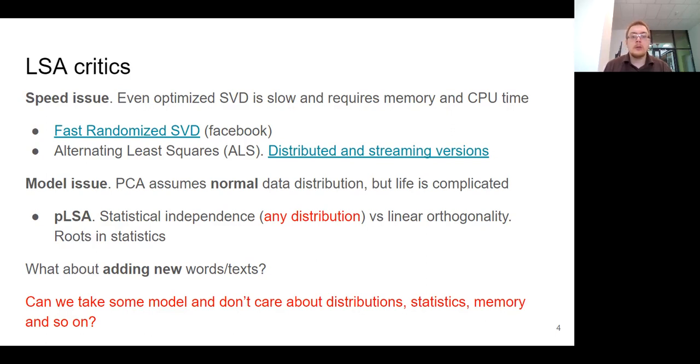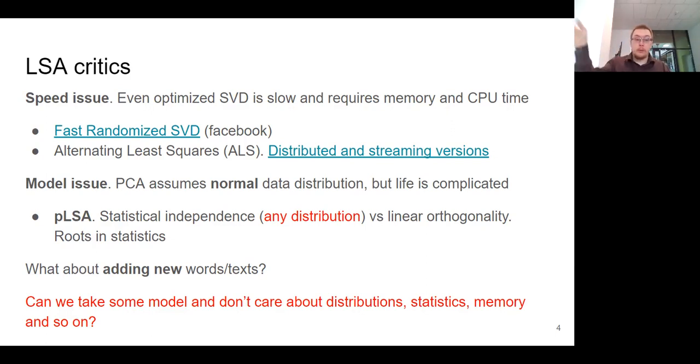So there is a significant increase of time and memory with the growth of vocabulary and of the document collection. And of course, you can use some tricks to fight this. For example, you can compute the reduced form of the approximation directly, without computing the full form and then reducing it. You can run fast randomized SVD, proposed by Facebook; the paper is here. You can use any other decomposition approach which splits your matrix into orthonormal and orthogonal matrices, like ALS, alternating least squares.